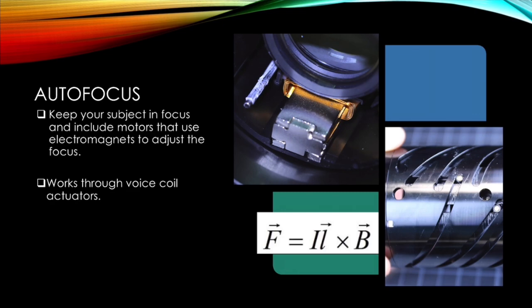Outside of the shutter, there is also the autofocus. Autofocus makes sure that it keeps your subject in focus and includes motors that use electromagnets to adjust the focus. The way this works is through what are called voice coil actuators. They consist of a permanent magnet and electrical coil. A current running through the coil assembly interacts with the magnetic field, which generates a force that is perpendicular to the direction of the current. The force generated is proportional to the cross product of the current flowing through the coil and the magnetic flux of the magnet. It is dictated by the Lorentz force equation F equals B times I.